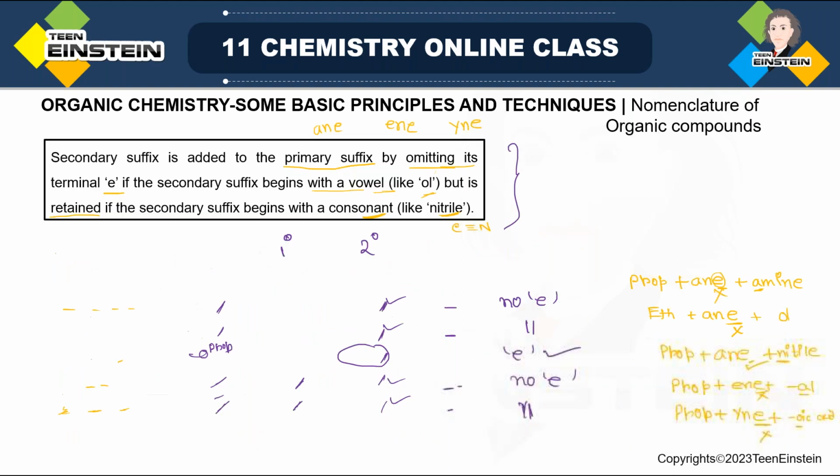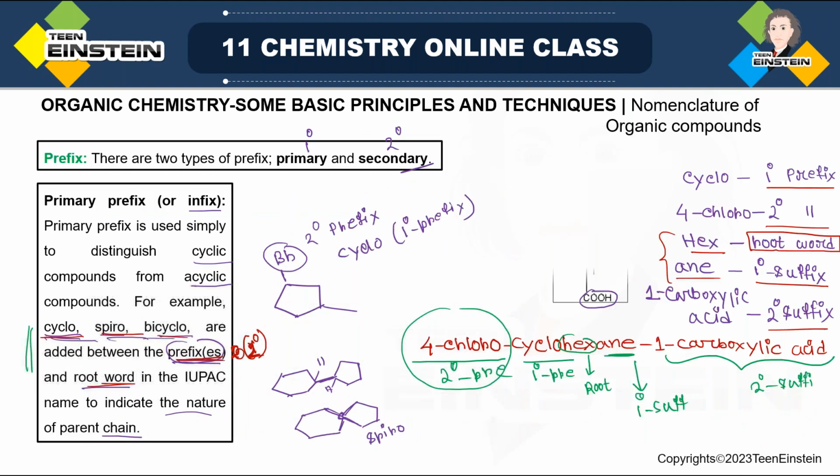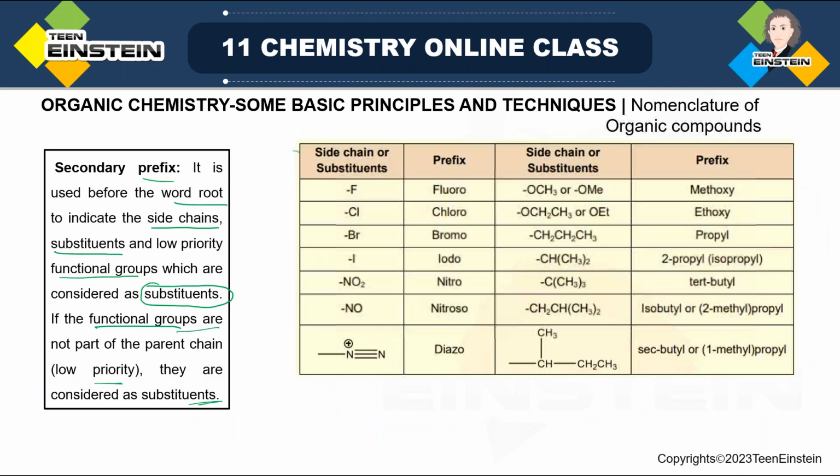So don't think it is any repetition. Here we have completely different terms. These terms are mainly used as substituents. Fluoro, chloro, bromo, iodo. All these are basically halo. Nitro, nitroso. This is NO, this is NO2, and diazo. Sometimes it is also written like this.